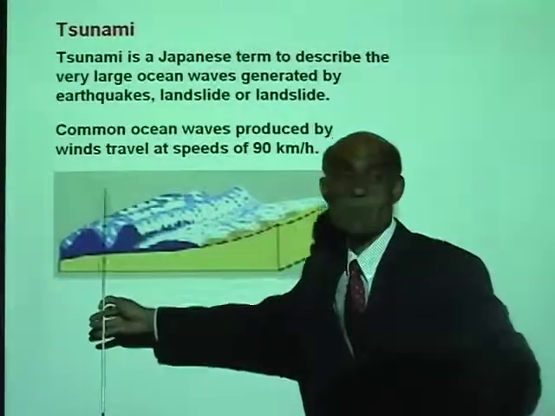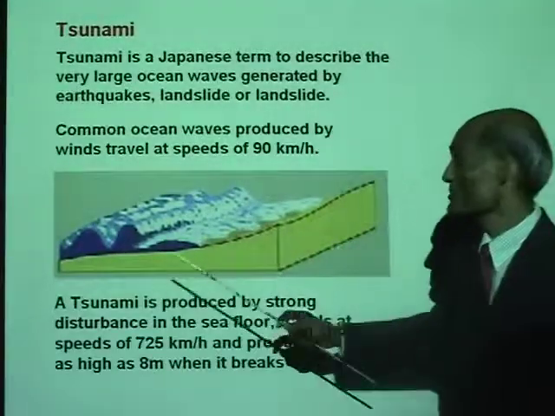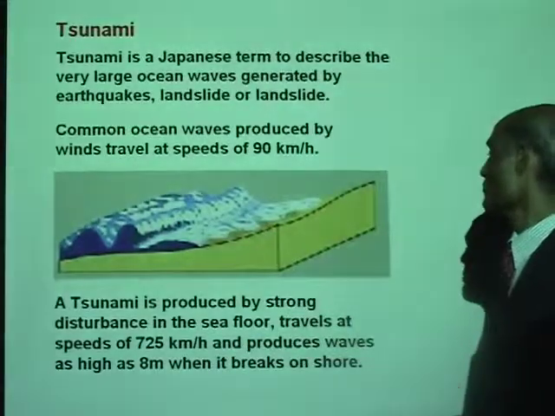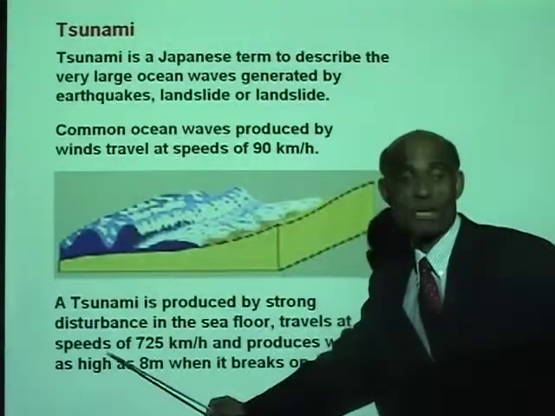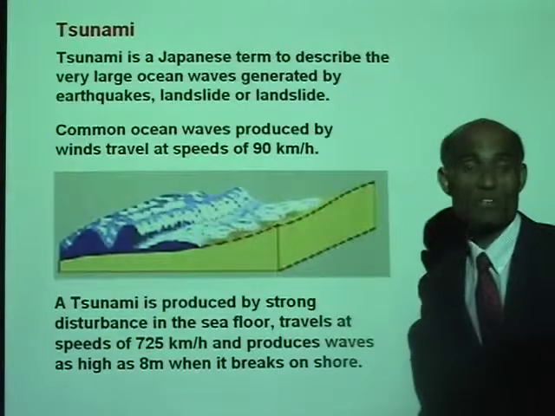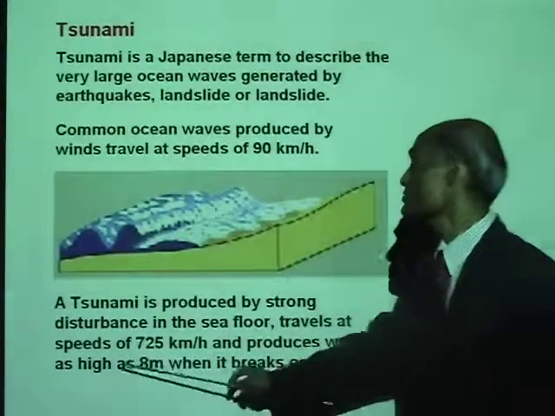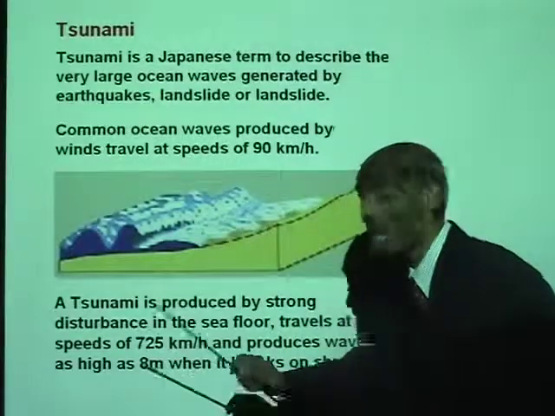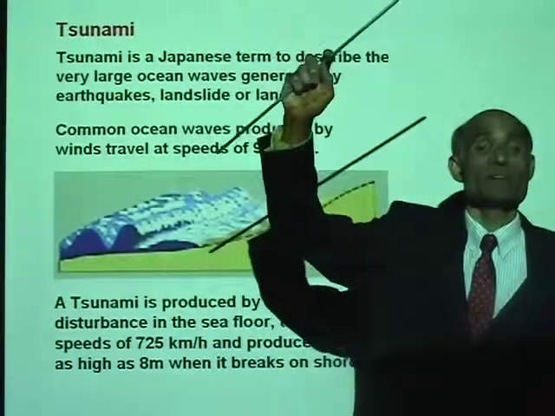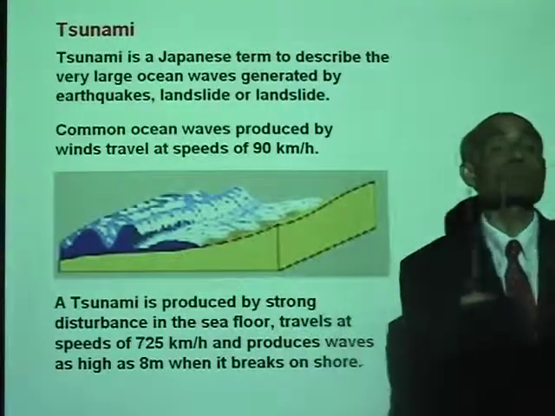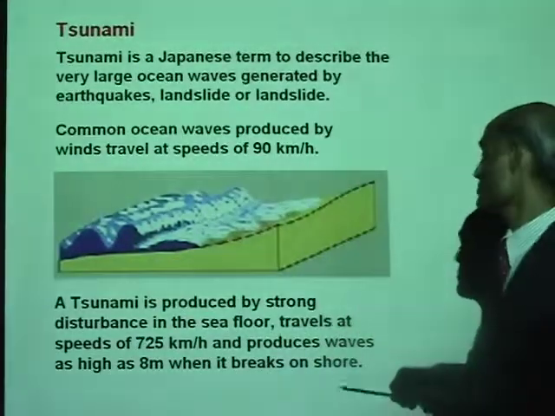Now here's a tsunami wave. A tsunami is produced by a strong disturbance in the sea floor, and they travel at speeds of 725 kilometers per hour and produce waves as high as 8 meters. So that means it is going to create a great big flood when it comes ashore.